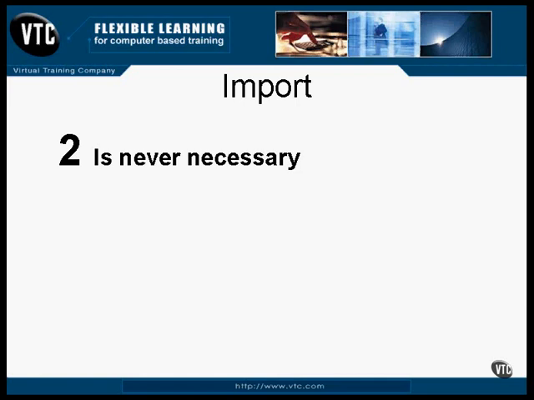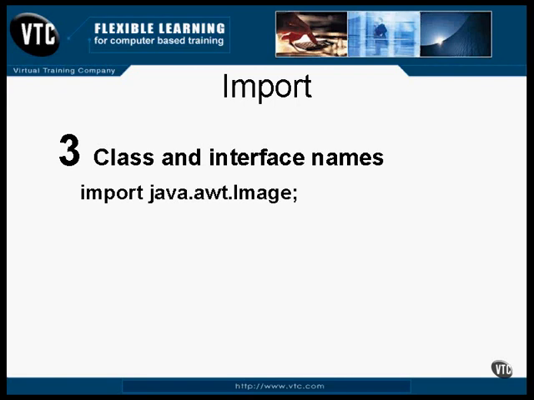All it does is tell the compiler the full name of something that you call by a short name. If you always use the full names of everything, the import statements will simply be ignored. You can always use it to provide the full name of a class or interface from the Java library. For example, this import statement will allow you to call the class by its short name, image. The compiler will look at the import statement to find the full name.